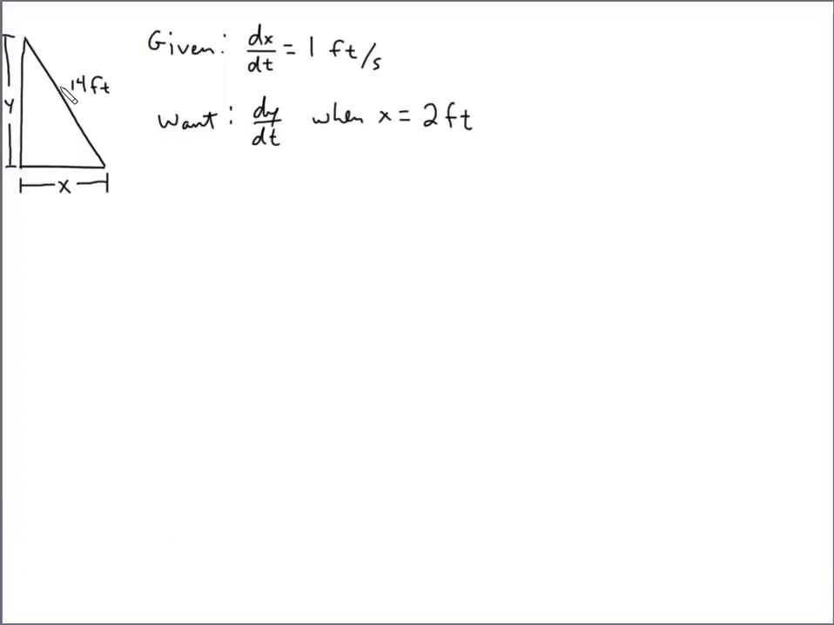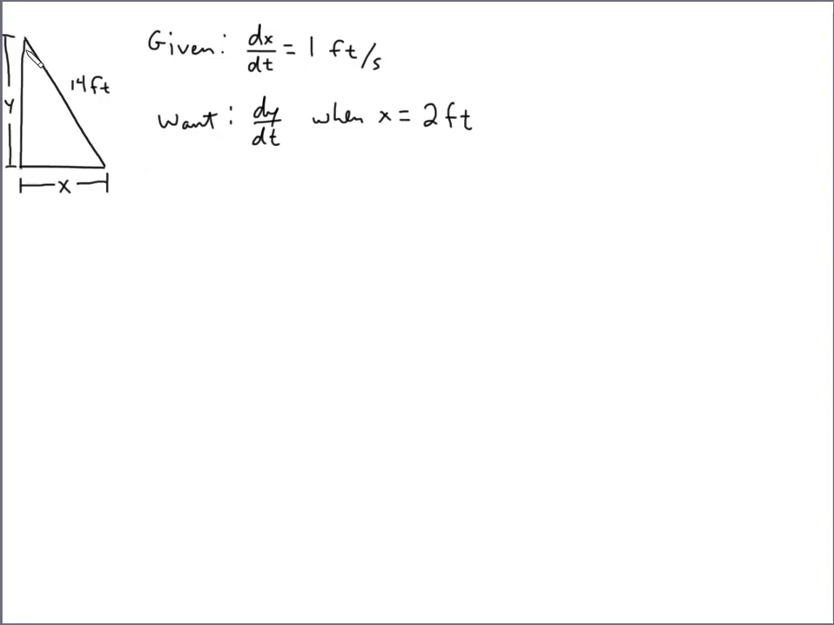You've got the ladder, 14 feet. I'm going to label the distance from the bottom of the ladder to the wall as x, and the distance from the top of the ladder to the ground as y. We're told that the ladder is sliding away from the wall at 1 foot per second, so that means this quantity x is changing, and that's what a derivative is. It's a rate of change. So we say dx/dt is 1 foot per second.